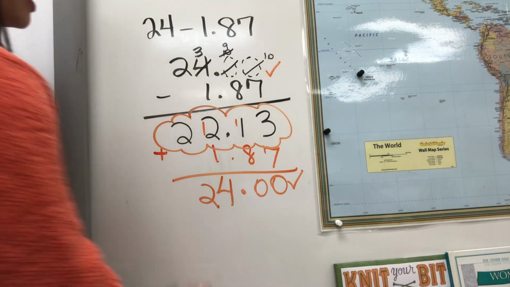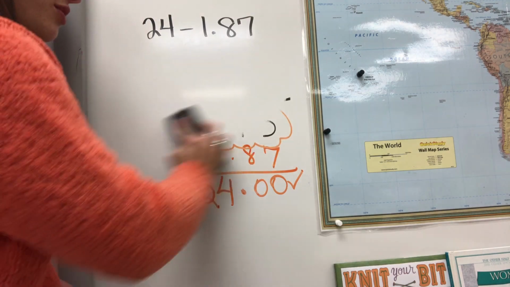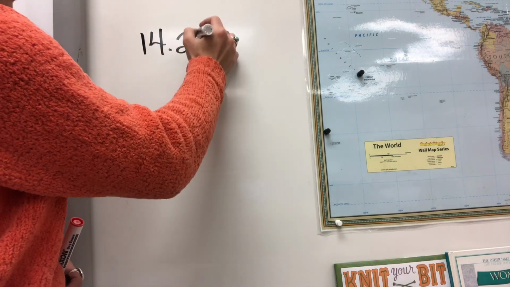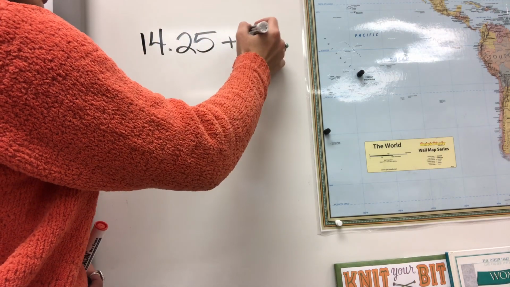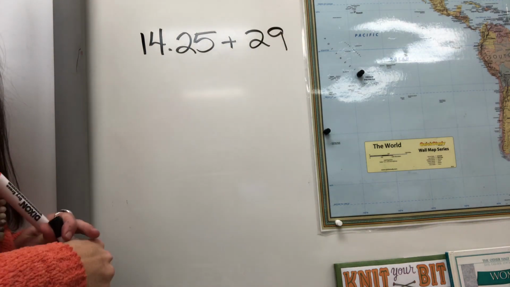So that's subtracting. Of course, the bigger number must go on top when subtracting. Now adding, the rules are exactly the same. So let's say I had 14 and 25 hundredths plus 29. Okay, so with adding, the bigger number does not have to go on top.